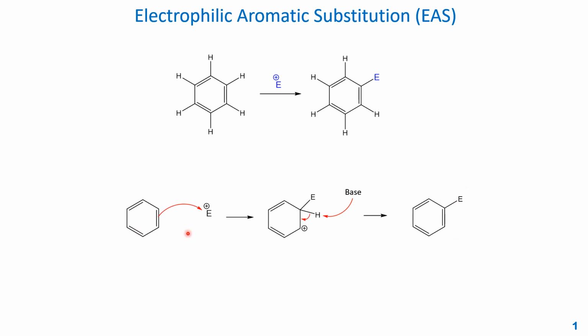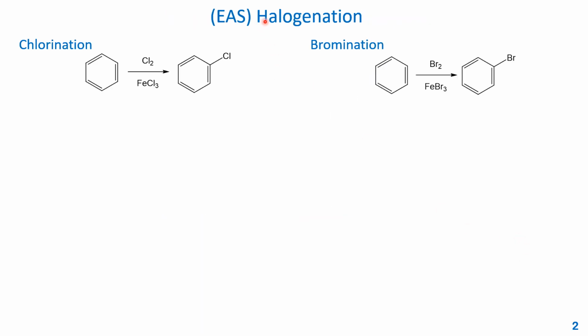So the first step is sometimes also called de-aromatization. The second step is also called re-aromatization. Now we'll talk about examples of EAS. First is halogenation. There are two common halogenations. One is chlorination, the other one is bromination.